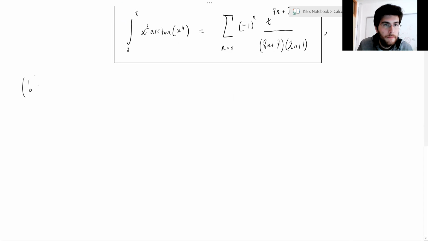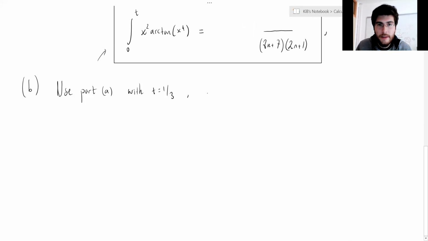So part B. From part A, use the resulting thing, this final picture with t equals 1/3. And then we get the following. So we want this expression to be approximated, right? This is what we want: the integral of arc tangent x to the 4 dx.